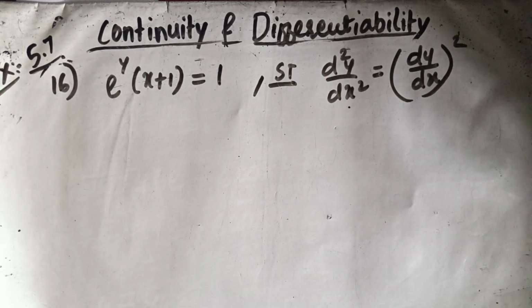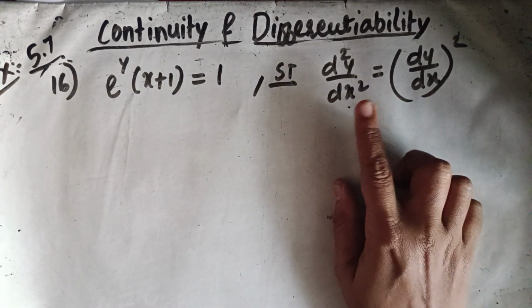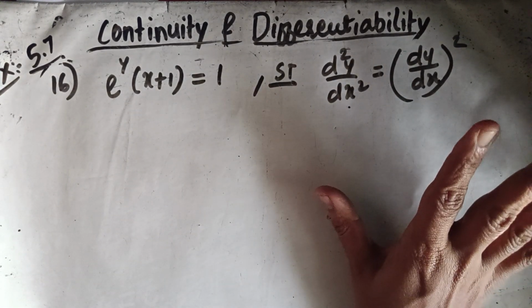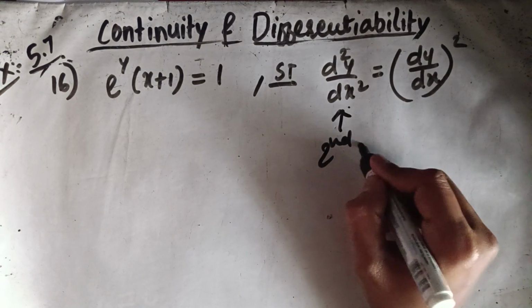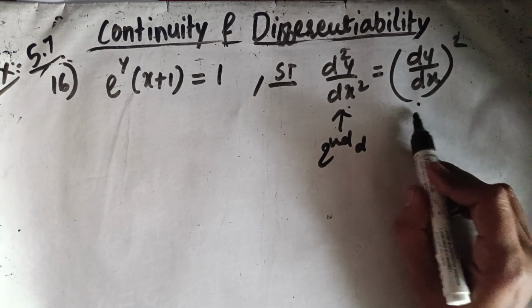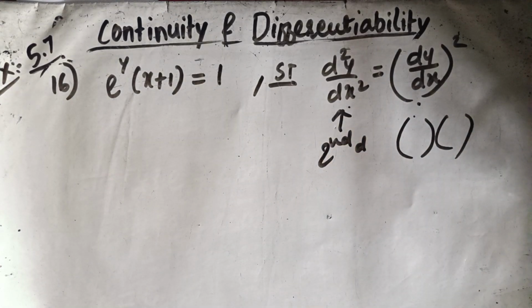Next question. Now this is implicit function. So we have to write it in terms of y. Okay. And we have to show this. Now these things are two different things. Okay. This is double derivative. That is second derivative. And this is first derivative is multiplied 2 times. That is square of the first derivative. Okay.